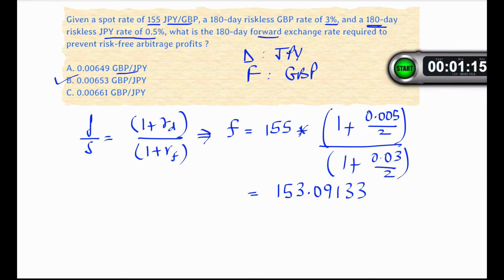Currencies tend to be a favorite of exam writers, so I would review the mind map material and do as many problems as you can to make sure the concepts are very clear.